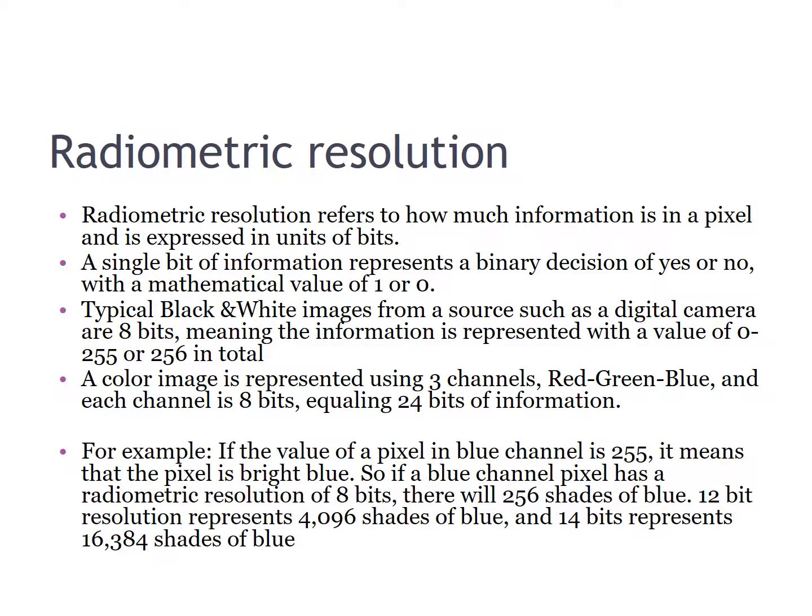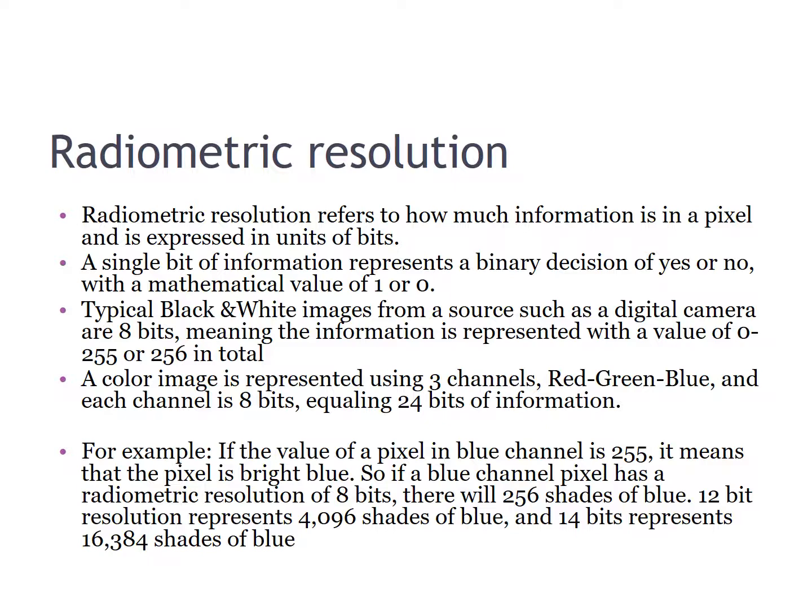So let's look at radiometric resolution just a little bit more. Radiometric resolution refers to how much information is in a pixel, and it's expressed in terms of bits. So we have a single bit, that's a 1 or 0, yes or no kind of thing. Black and white data is typically 8 bits, which means it's on a grayscale between 0 and 255. Now if we're talking about a color image where we have 3 channels, then they're 8 bits apiece, each color on a scale of 0 to 255, for a total of 24 bits. And so that's what you would have for color.